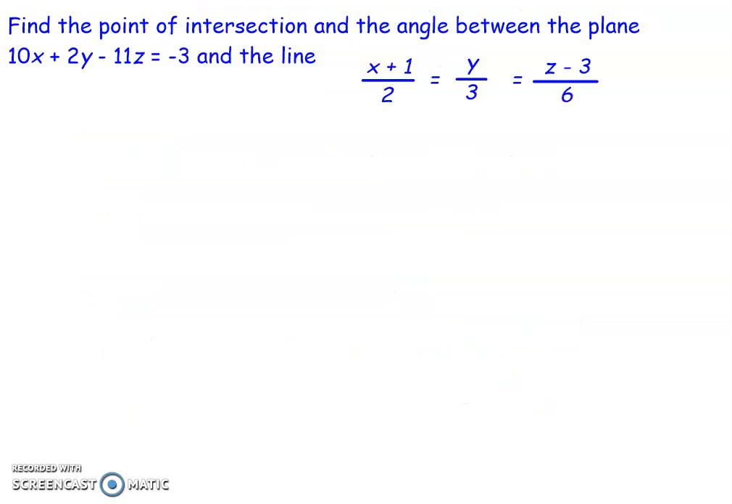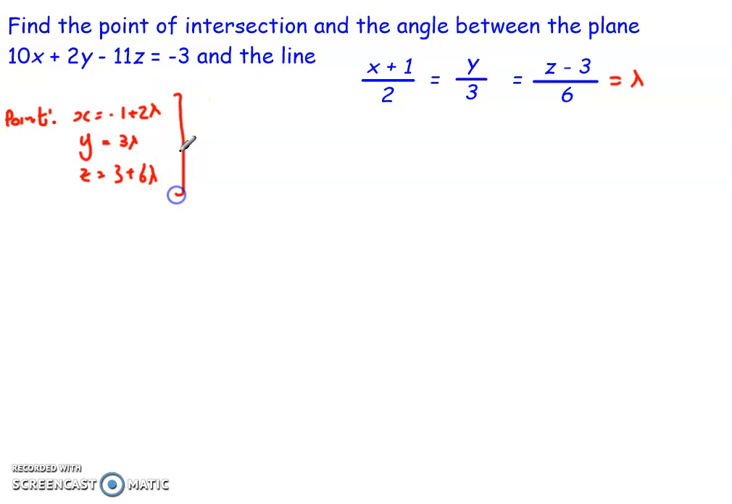Now the second question, again, was finding a point of intersection between a plane and a line, but it then also wanted the angle as an extra part here. So split it up into your two steps. Let's do the point first. So my point, and again we follow the exact same set of steps as we did before. First, rearrange this into parametric form. So let's let it equal to the parameter lambda again. So what I'm then able to say is x is equal to minus 1 plus 2 lambda. Y is just equal to 3 lambda. And z is equal to 3 plus 6 lambda.